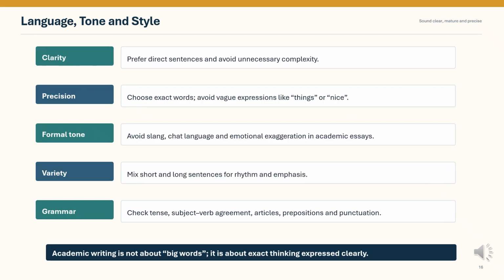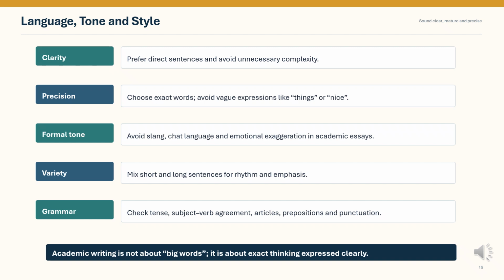Now, the language, tone, and style. This particular slide is important for your examinations. It can come as a 5 marks question. The language, tone, and style, short note on it. Now, a good essay is not about using very big ornamental language. It is about expressing your thinking in correct and let's say mature language.